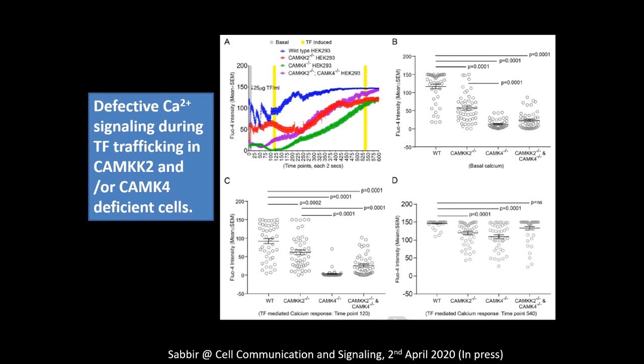Overall, this dataset actually indicates that CAMKK2 or CAMK4 loss causes a defective calcium signaling during transferrin trafficking, which may be associated with the altered transferrin turnover inside the cell.